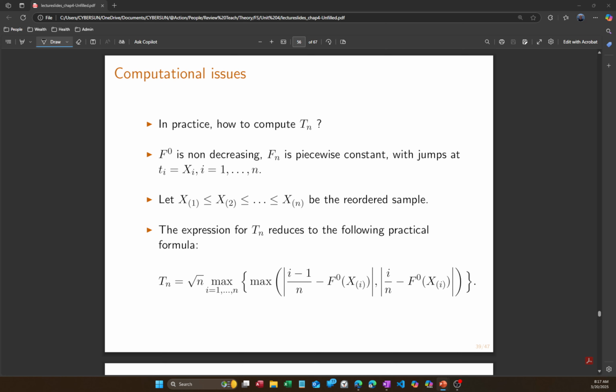In this presentation, we'll explore an efficient method to compute Tn, the supremum of the absolute difference between the empirical cumulative distribution function Fn(t) and a test cumulative distribution function F0(t). By leveraging the piecewise constant nature of Fn(t), we can identify the specific points where maximum discrepancy occurs, significantly simplifying the computation process. Now let's begin.